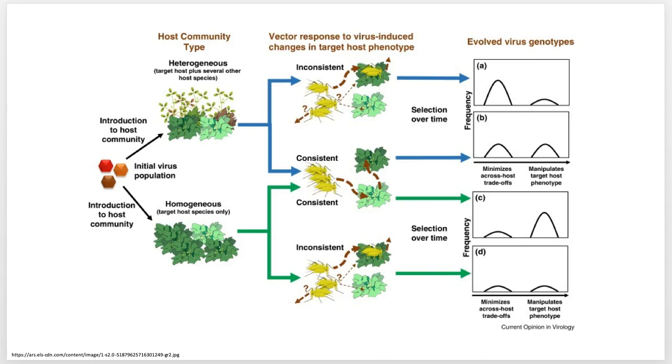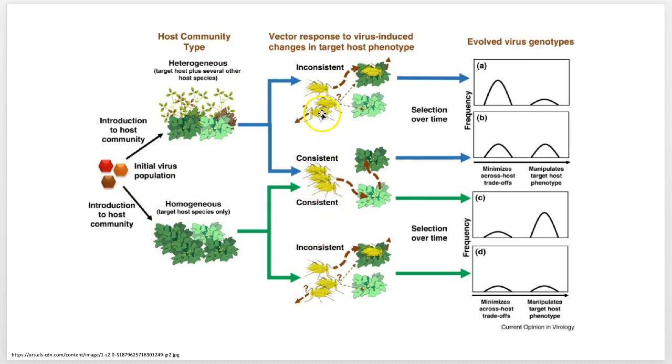So that's what this is talking about: the growth of the virus and the evolution of a virus in a specific community. You have either heterogeneous communities, meaning multiple plants growing in the same area, versus a homogeneous one. And then, what is the virus actually going after? And then there's the vector.